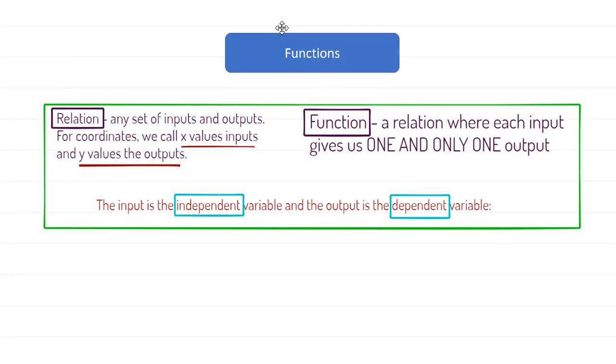So in this first section of functions, what I really want to cover is what is a function and how we can determine if something is a function based on mapping diagrams or coordinates or a graph that we're given. Now, if you're comfortable with the definition of a function, the definition of a relation, inputs, outputs, the independent variable, dependent variable, then you can skip ahead.